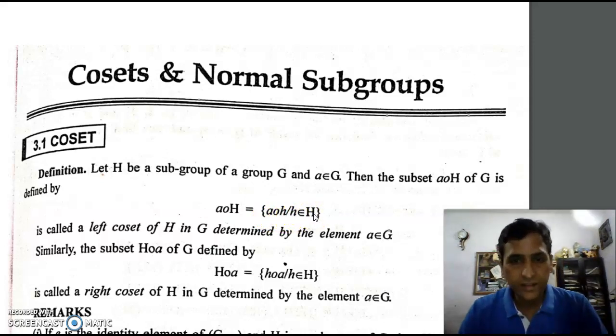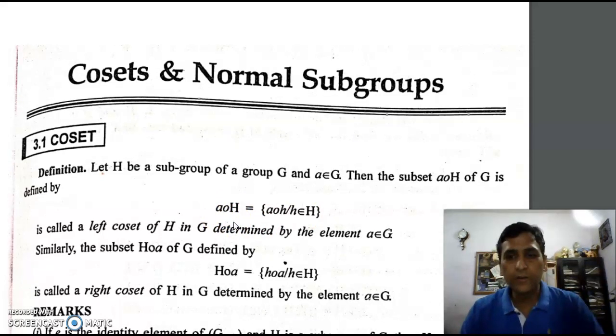You can see here that a is on the left side, so it is called a left coset. If I pick this a on the right side, then it is called a right coset. The composition here means the binary operation. If our binary operation is multiplication, then it is ah. If we have the binary operation addition, then it becomes a plus h. It depends upon the binary operation.